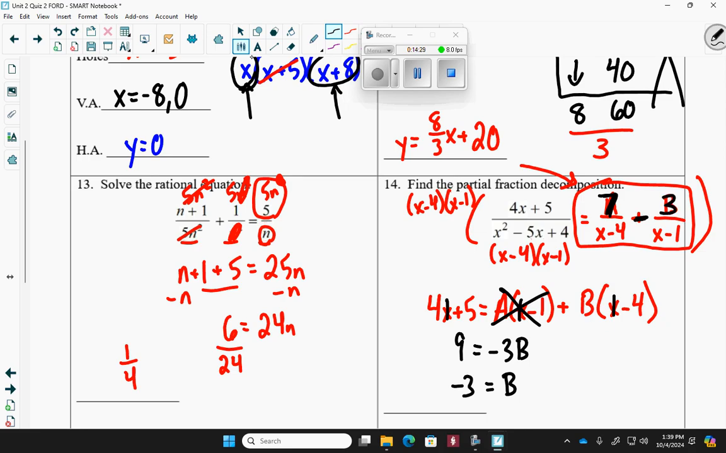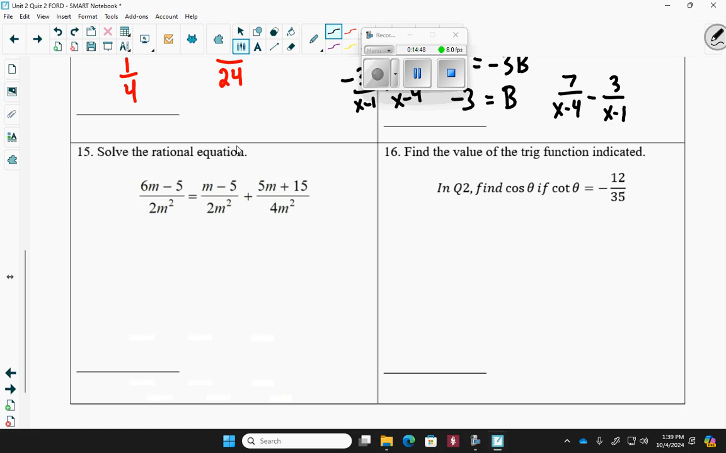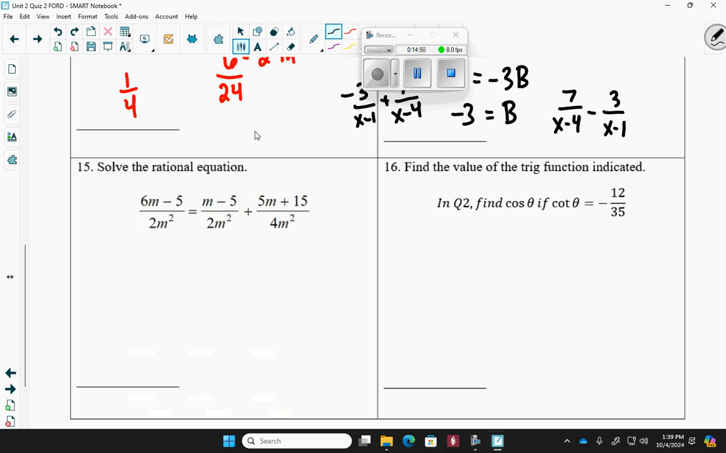So my final answer is 7 over x minus 4 minus 3 over x minus 1. All right? Or you could write it as -3 over x minus 1 plus 7 over x minus 4. Notice I just moved the fractions, but I did not move the numerators. All right. Solve just like we did on 13.